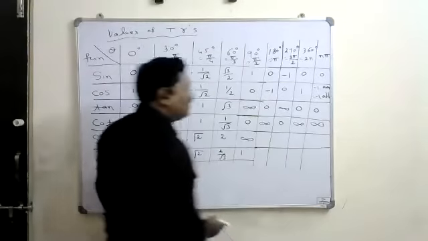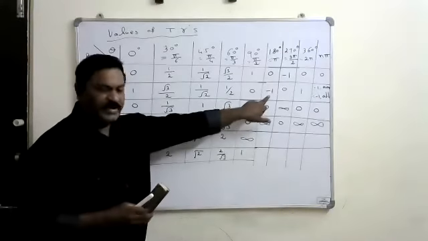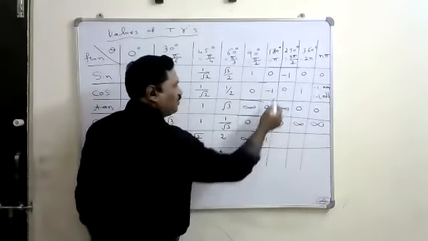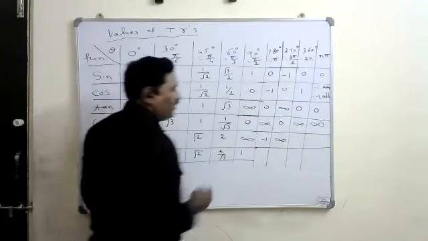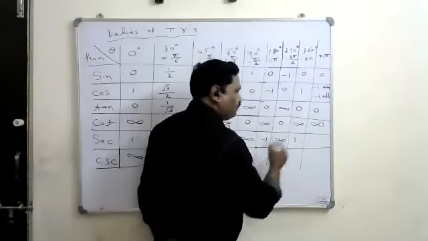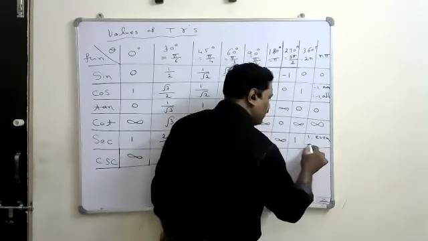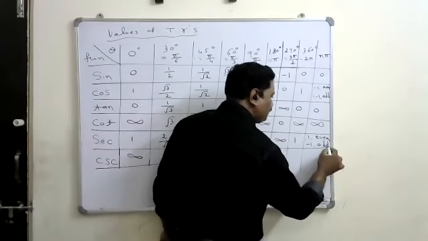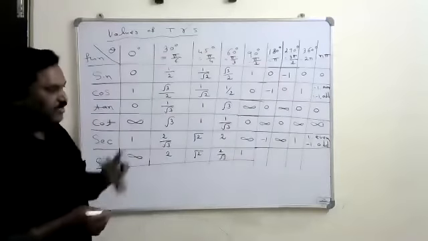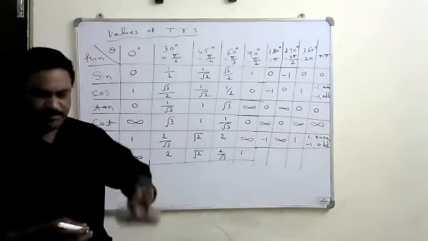Similarly, secant is the reciprocal of cos. Cos 90 is 0, cos 180 is minus 1. The reciprocal of minus 1 is again minus 1. The reciprocal of 0 is infinity, not defined. The reciprocal of 1 is 1. And here also it is 1 when n is even and minus 1 when n is an odd number. So secant pi is minus 1, secant 2 pi is plus 1, secant 3 pi is minus 1, secant 4 pi is plus 1, etc.